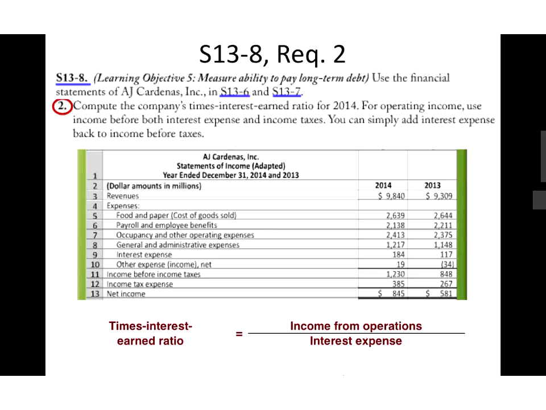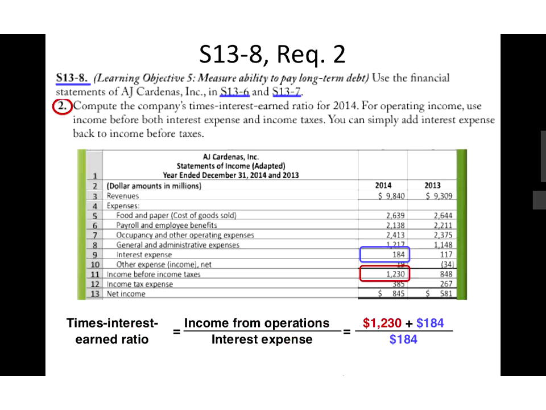The last one, we did the balance sheet because we were looking for total liabilities and total assets. This one, income statement, our income from operations is the income before income taxes of $1,230, add our interest expense. We're not given income from operations, so we have to take our income and add back the interest expense.